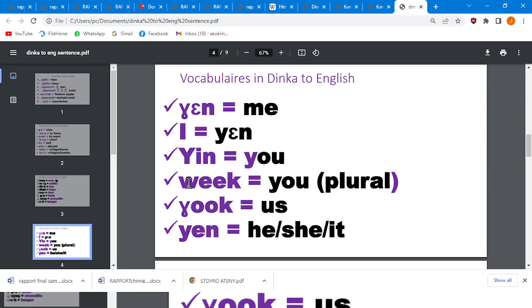Wake means you, plural form. That's you plural form. Say wake, back wake with you. All of you come, all of you come, back wake with you. Bar yin road, you come alone.